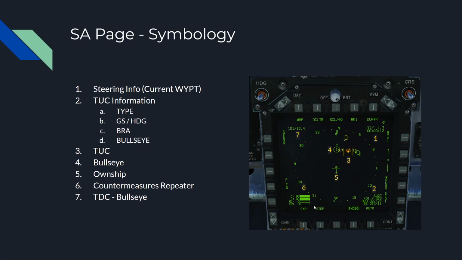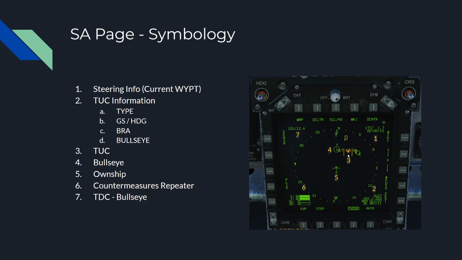6 right here, this entire block, is your countermeasures repeater. So it's going to tell you how much chaff, that's the top row, and how many flares you've got left, along with the numerical counts. And 7 up here is your cursor's centroid to bullseye. So it's a little off relative to what the launch and steer is, but that's okay. That's what that number means.